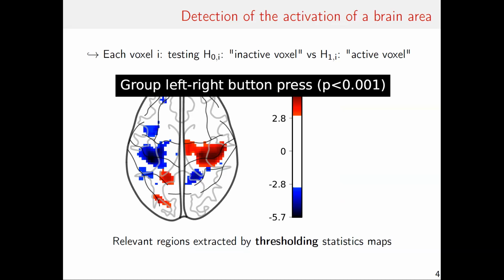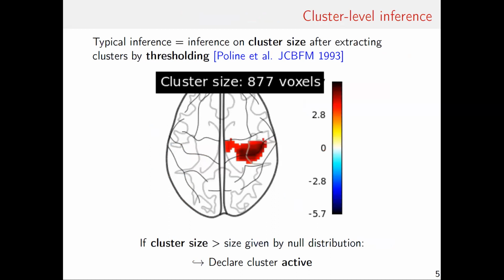Okay, so once you've done that, the question is, how can you perform inference on the regions that you're extracting? And so something that is quite common in the community is to perform some sort of cluster level inference, so operating at the scale of clusters. So let's say that we retain the cluster on the right here, the red one. The idea of cluster level inference will be to look at the size of the cluster that we've extracted, so here 877 voxels, and to compare this size to a certain null distribution that we have at our disposal.